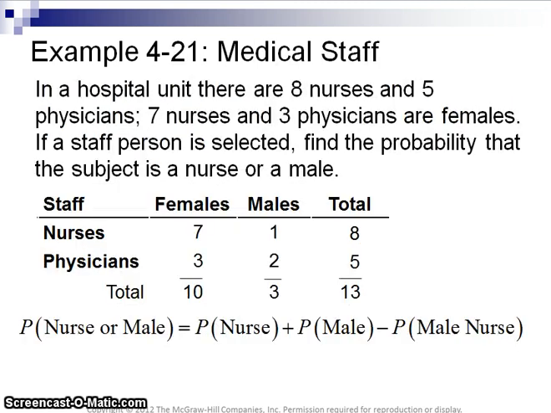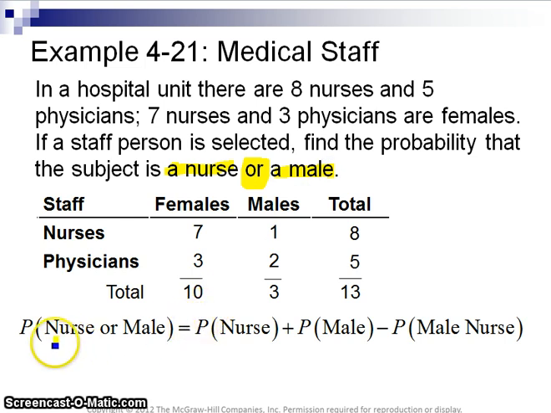Now in this case, we're looking at a medical staff in a hospital unit which has 8 nurses and 5 physicians. 7 nurses and 3 physicians are females. If a staff person is selected, find the probability that the subject is a nurse or a male. Okay, now notice the wording here in this problem. We're looking for the probability that the subject is a nurse or a male.